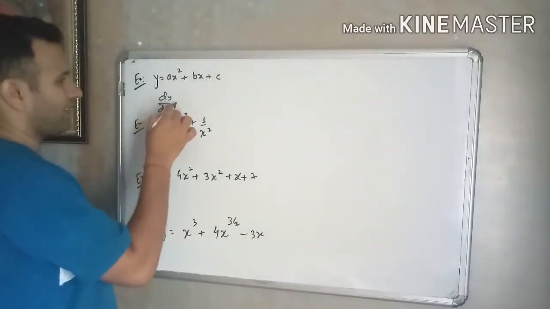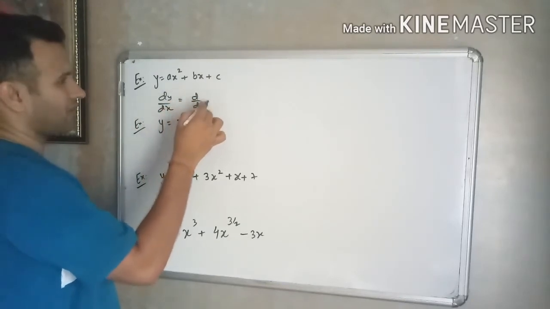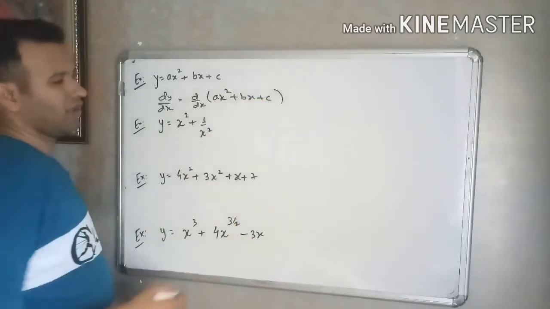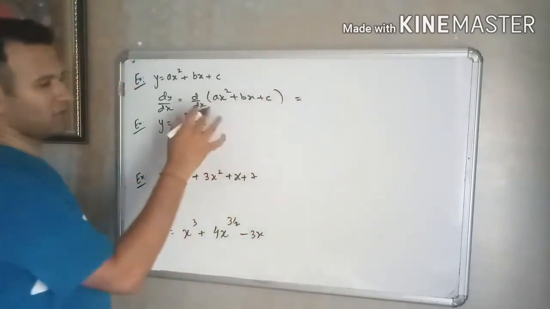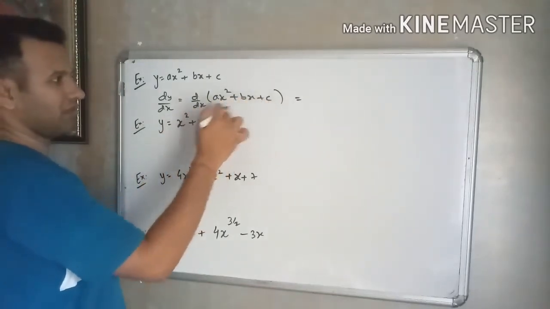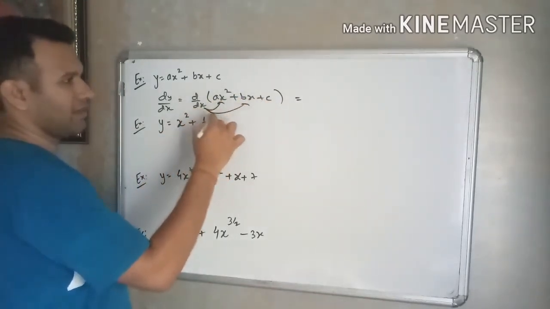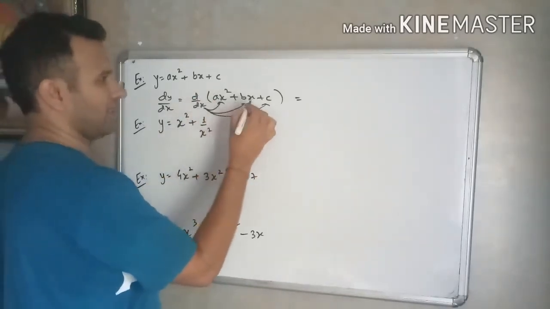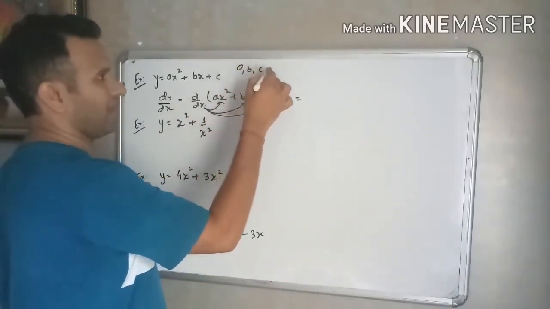So dy by dx will become d by dx of ax square plus bx plus c. There are 3 terms to this: the first term, the second term, and the third term, and the derivative will be applied to each term. When you apply it to the first term, a is a constant. a, b, and c are constants.